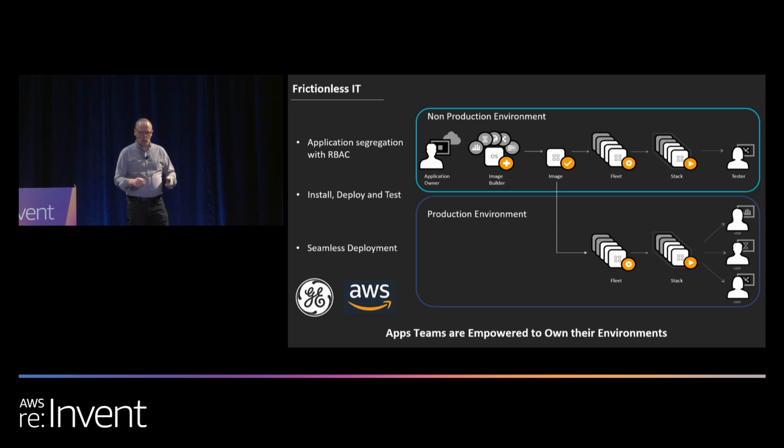Seamless deployment. Once the application owner is happy, they have a secure, fully tested image. We wanted a one-click, but we got 2 clicks. He can deploy the image in 2 clicks. He shares the image from the production environment into the production environment. He goes to the fleet. He changes over the image. That's now live. It took him 2 clicks.